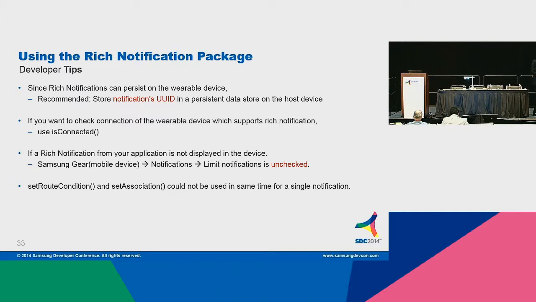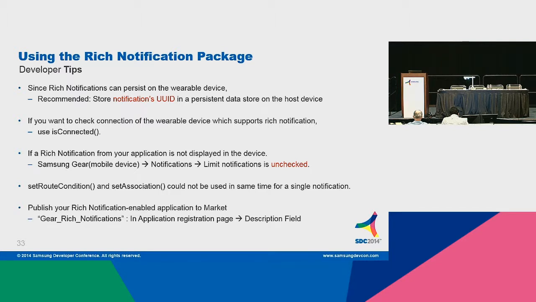Set route condition and set associated API cannot be used for the same single notification. And once you have developed a rich notification application, if you want that application to publish in the market, then use Gear rich notifications in the description field as a tag.